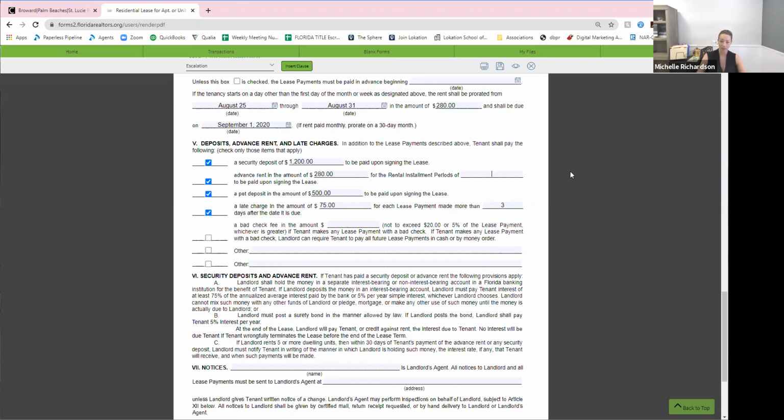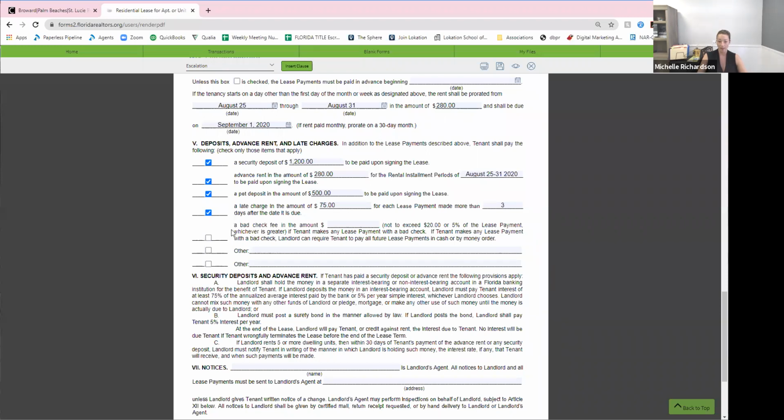So this is for the August, sorry, let me go back here 1 second. August 2020. So the advanced rent that we calculated up here would be the $280 for the period of August 25th to 31st. Forgot to fill that in, sorry. Pet deposit, $500 on a late charge.